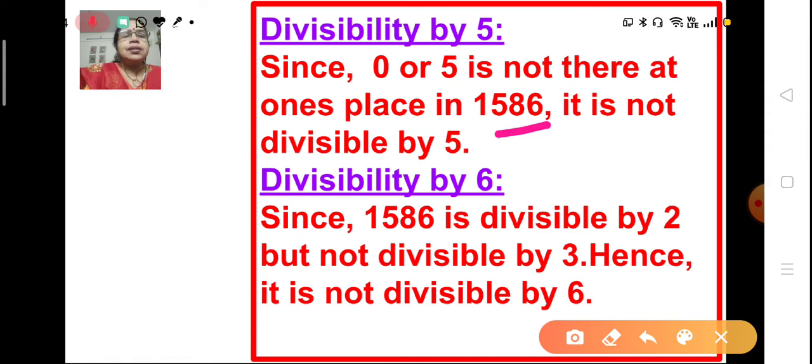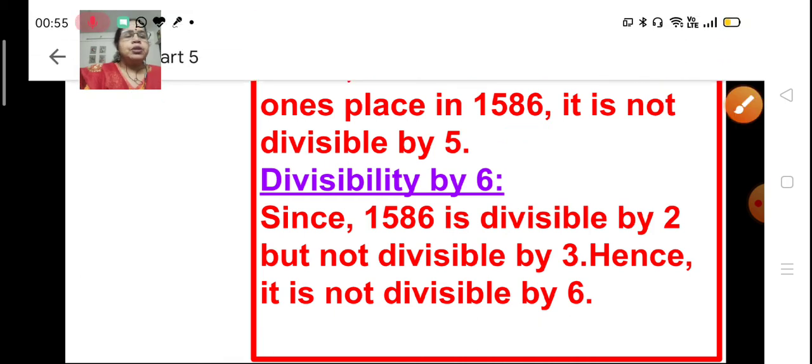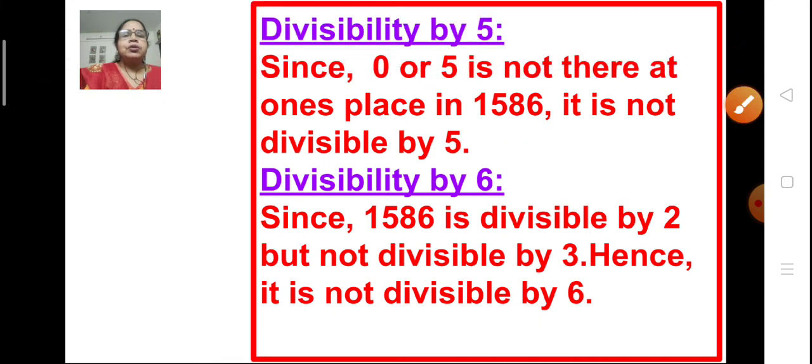Divisibility by 6. This number we have checked earlier that it is divisible by 2, but it is not divisible by 3. And for the number to be divisible by 6, it should be divisible by both 2 and 3. So, this number is not divisible by 6 because it is not divisible by 3.